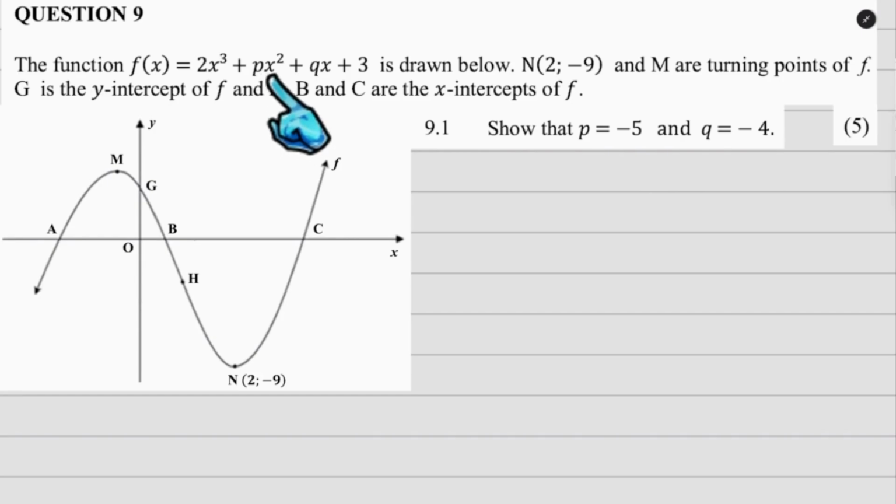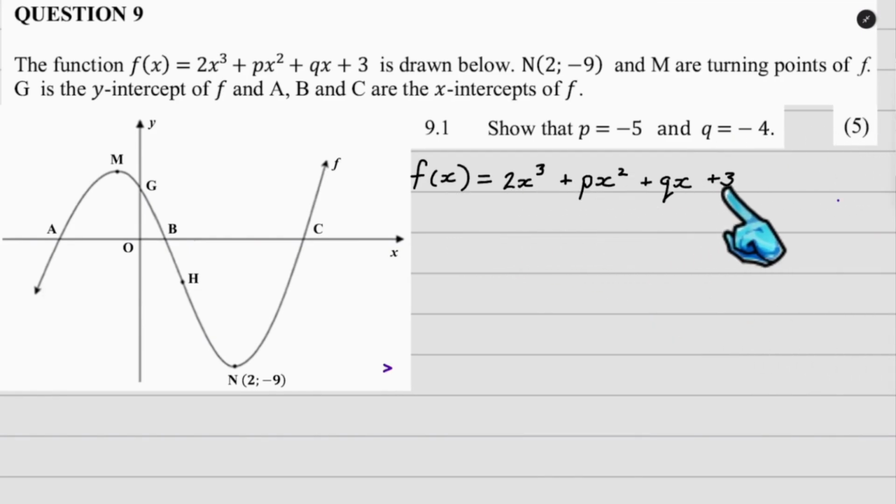And p and q are sitting in the equation here. So this is a very fancy way of asking you to get the equation of the cubic function. So the rule of thumb with maths, if you have two unknowns like p and q, you're going to need two equations to solve for those things. So the first equation we're going to get by substituting this point into the original function.